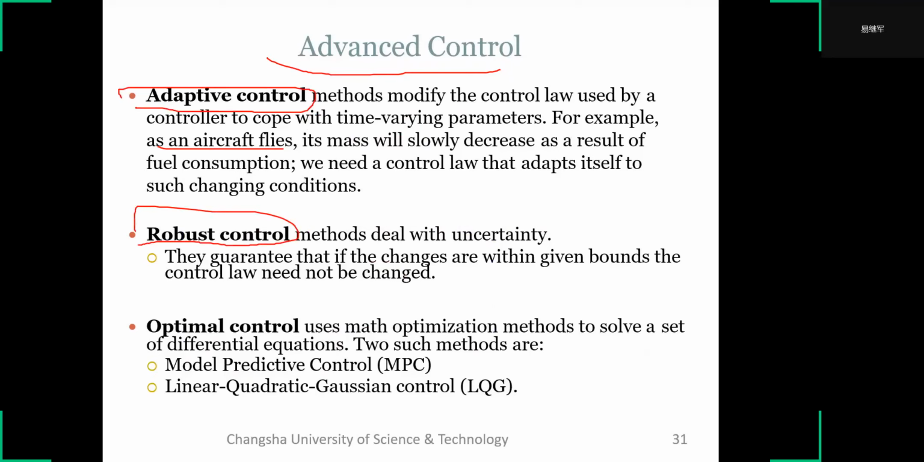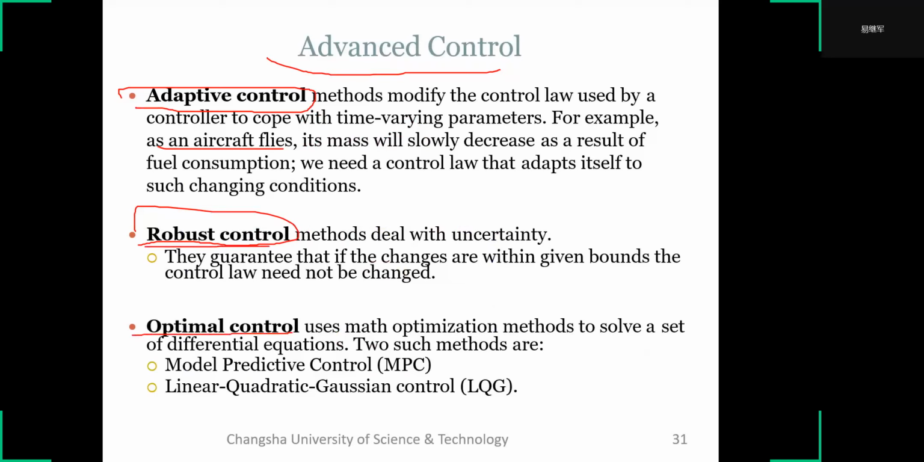Robust control methods deal with uncertainty. They guarantee that if the changes are within given bounds, the control law need not be changed. This is robust control.